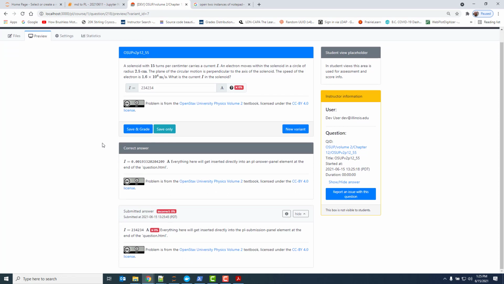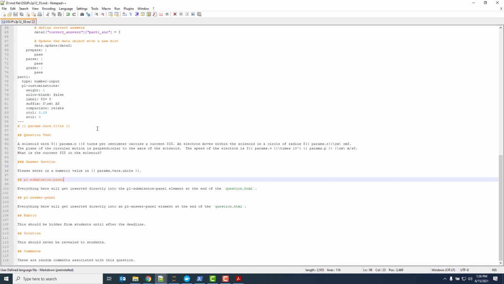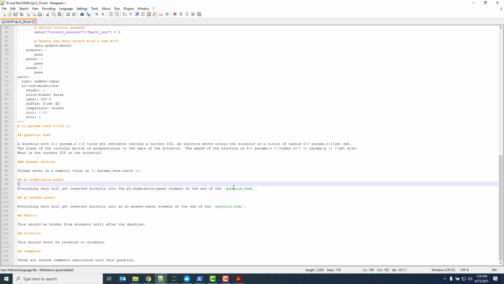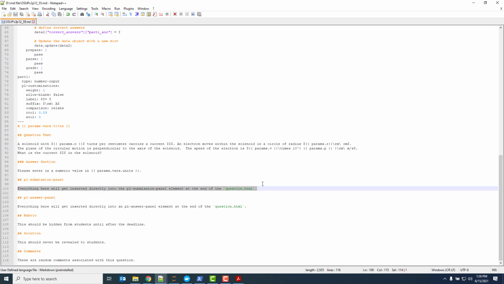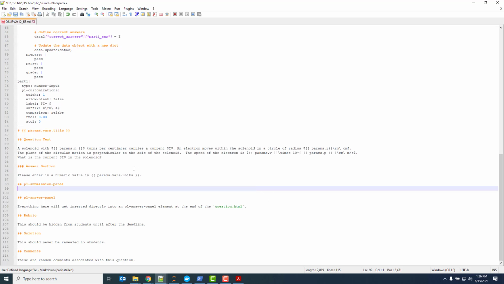And okay, so what we see is that here the correct answer is given, but there's a bunch of extra text here that we don't want. And so let's go fix that before we forget. And so here it is. So it's this extra text. Everything here will get inserted directly into the question panel. So let's get rid of that.